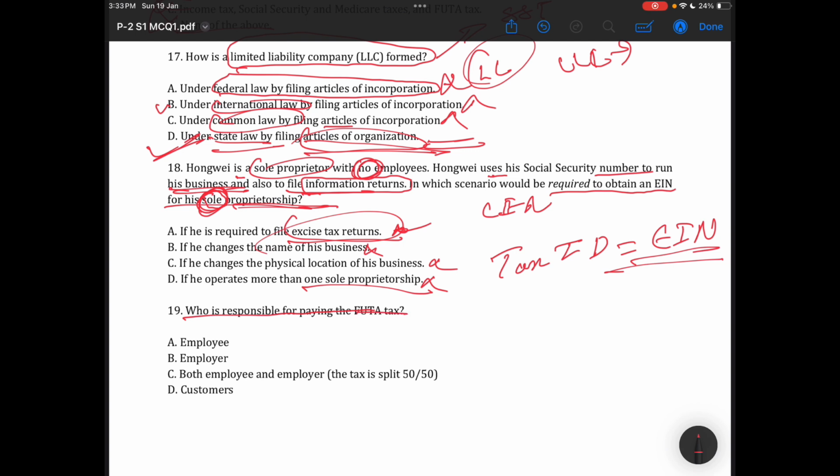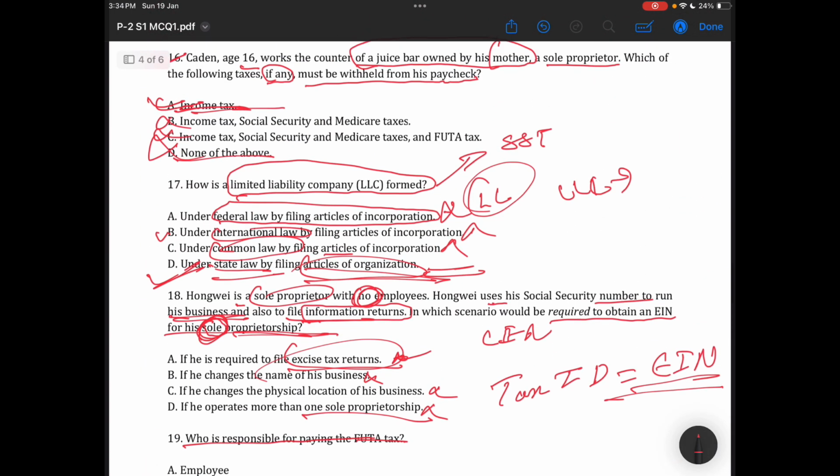The next question is, who is responsible for paying FUTA? It's a very easy question. Who is responsible for paying the FUTA taxes? The employer. Okay. And the next, the questions are completed.